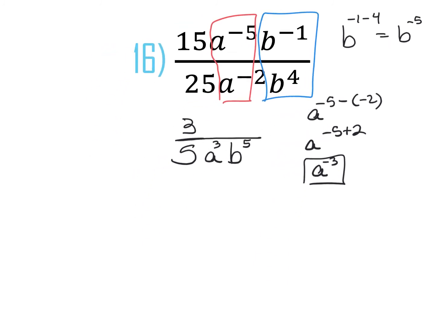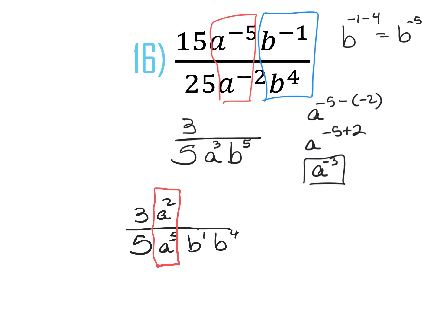So the 15 over 25 still reduces to 3/5. But if I switch the spots and move the A squared to the top, the A to the 5th to the bottom, move the B to the -1 power to the bottom, and B to the 4th, it's already positive. Then we still have to go back and subtract these and add these.